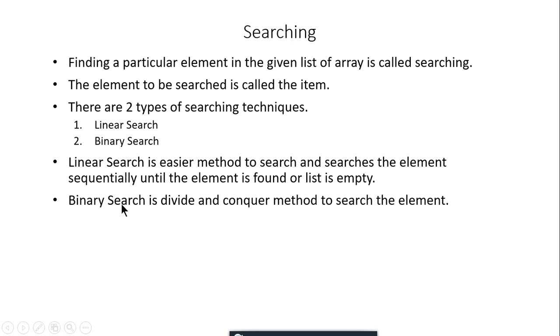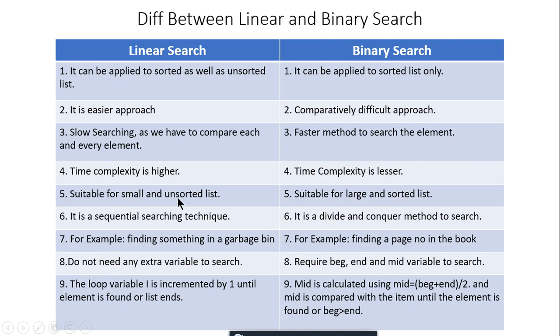You can use either of these techniques, linear search or binary search, based on your requirement. Binary search is a faster technique as compared to linear search, which is a slow technique, but linear search is capable of finding an element in a sorted as well as an unsorted list. So let's look at the difference between these two.